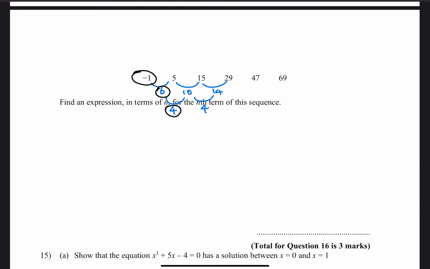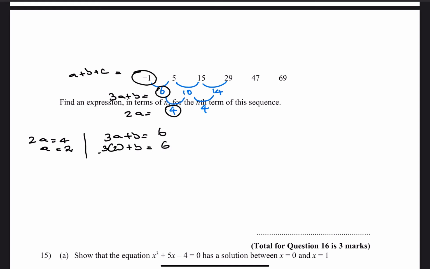That's our focus. 2a. 3a plus b. A plus b plus c. Alright, let's start with the 2a. 2a is 4. A is 4 divided by 2, which is 2. Good. 3a plus b is, what's our number? 6. 3a, 3 times 2, which is 6. 3 times a is 2, you know. B, this is 6. Take away the 6, so b is what? 6 take away on both sides, that's 0.